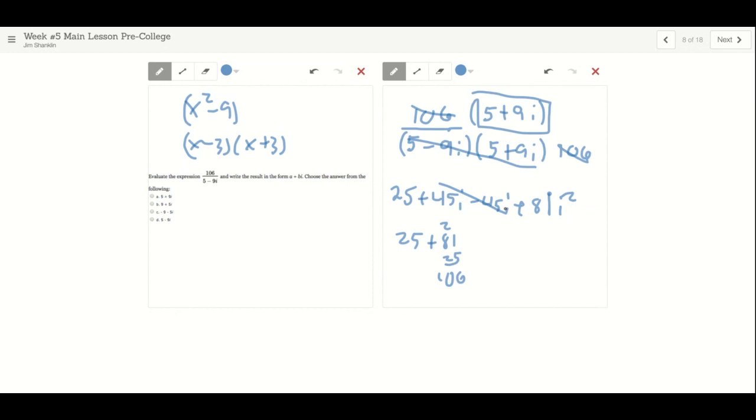Whoa, Mr. Shanklin, that is some math magic there, getting rid of the i in the denominator.